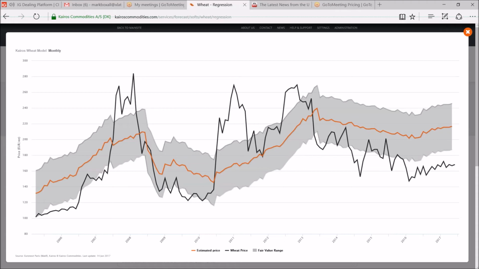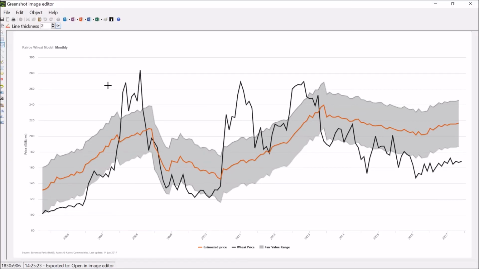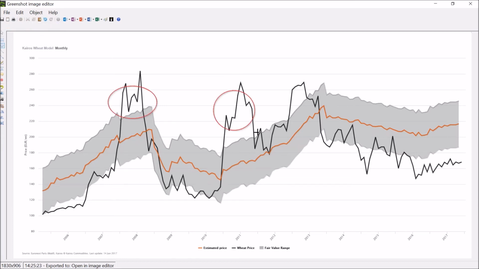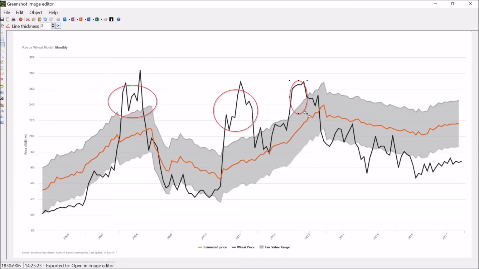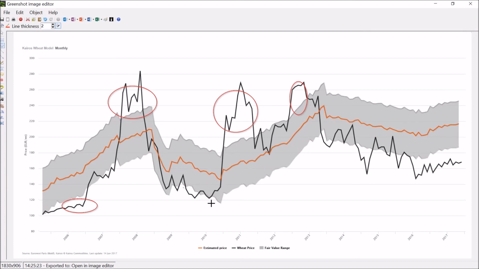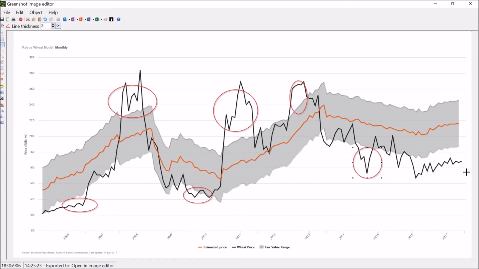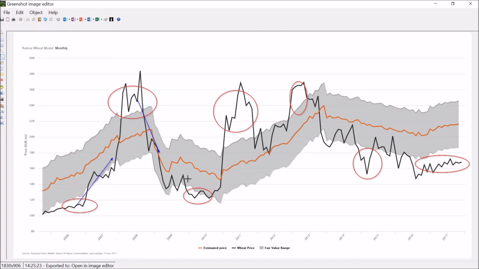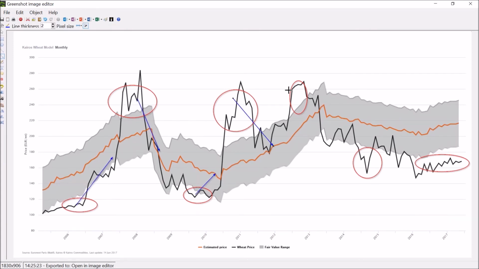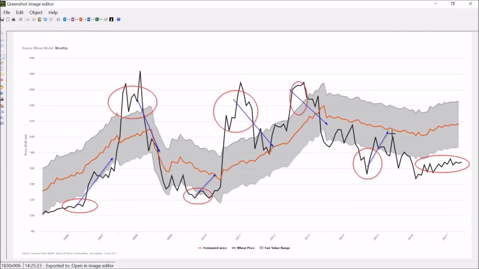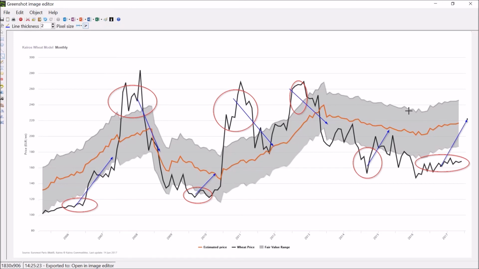Finally, the black line there is the price of wheat. When the price of wheat goes above that grey area, we call these price bubbles, and conversely, when below, we call them price anti-bubbles. But what will always happen over time is that the price will try and get back towards the equivalent price. Sometimes it will overshoot, but it will always try and get back.